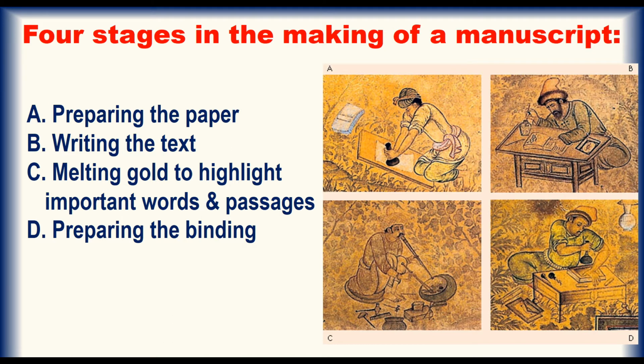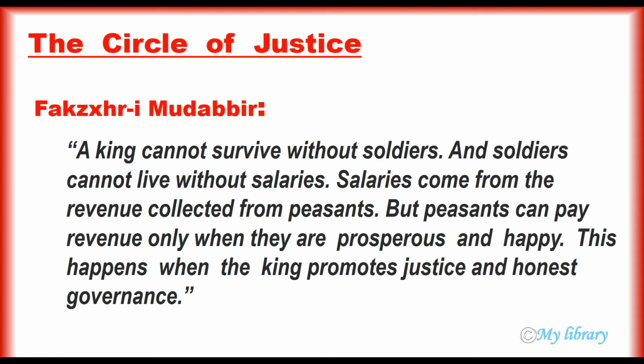The authors of Tawarikh were learned men, secretaries, administrators, poets and courtiers. They recounted or narrated events and advised rulers on governance, emphasizing the importance of just rule. What is just rule? The circle of justice.